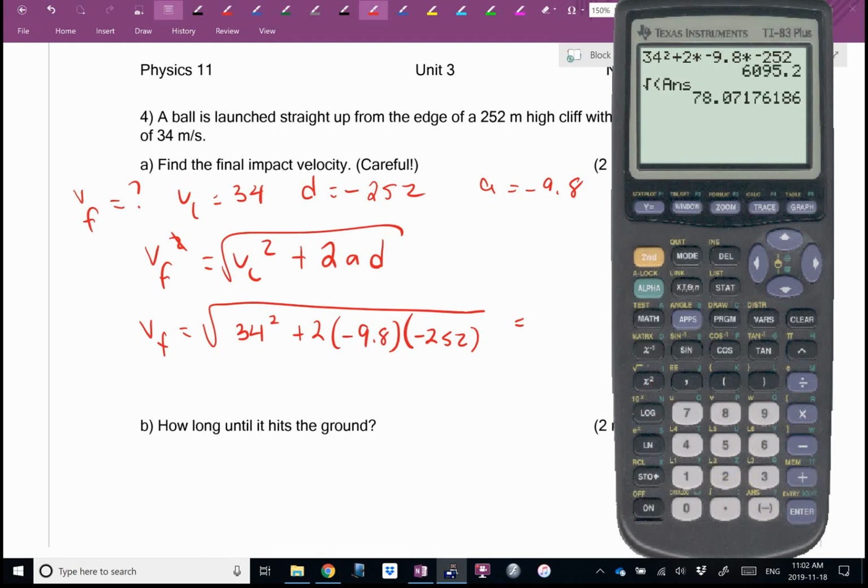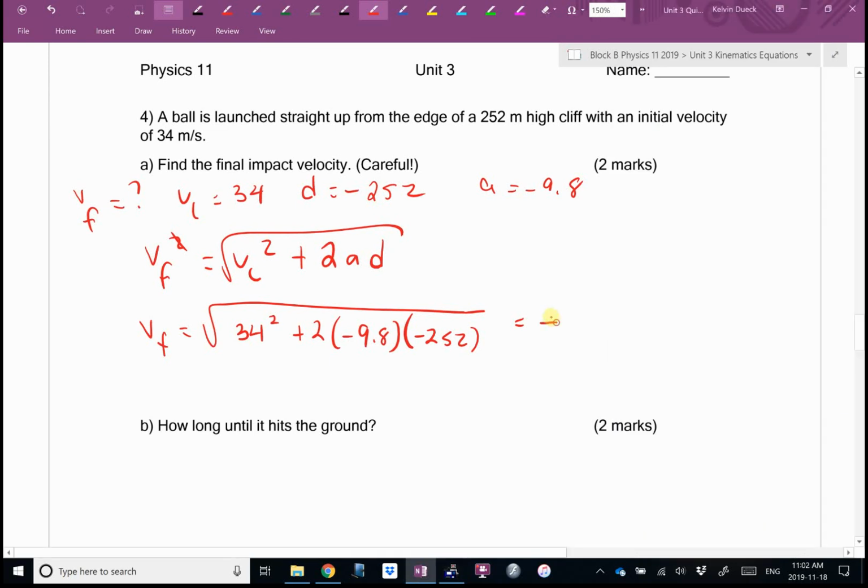Y'all get 78.1? That's wrong. Why must this be wrong? And this is the careful. Why can't the answer possibly be 78.1? Sam? So? What's the correct answer is what I'm saying. Okay, so the correct answer is negative 78.1.